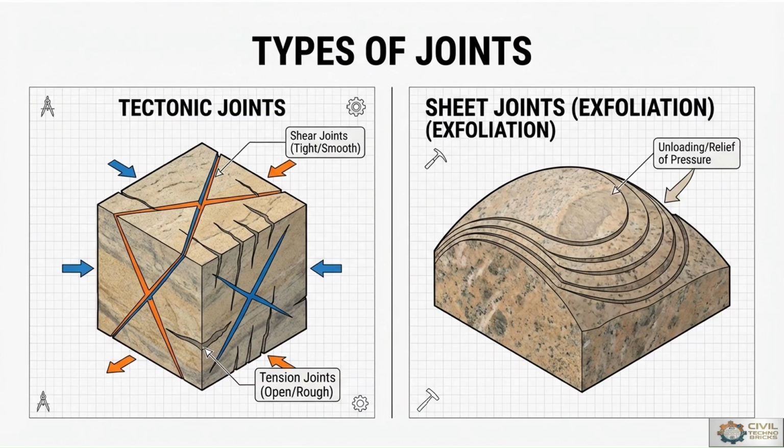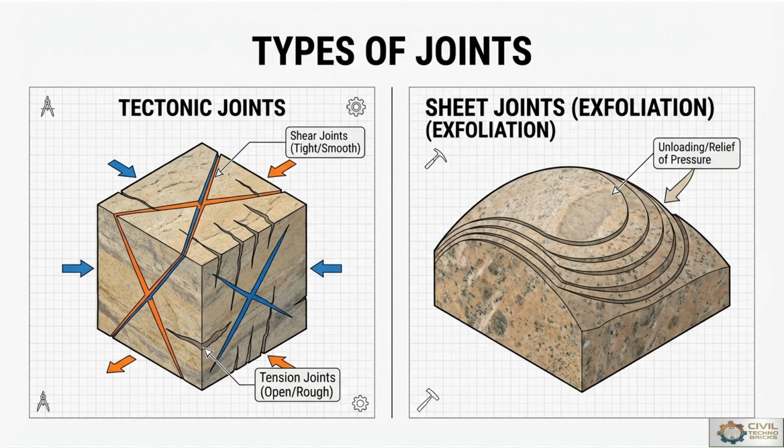Tectonic joints, sheet joints. So image 1 shows the tension joints, open and rough, and shear joints, tight and smooth. So there are two types of tectonic joints, shear joints and tension joints. Shear joints are in the orange color and tension joints are in the blue color. Likewise, we can bifurcate them for the study point of view.